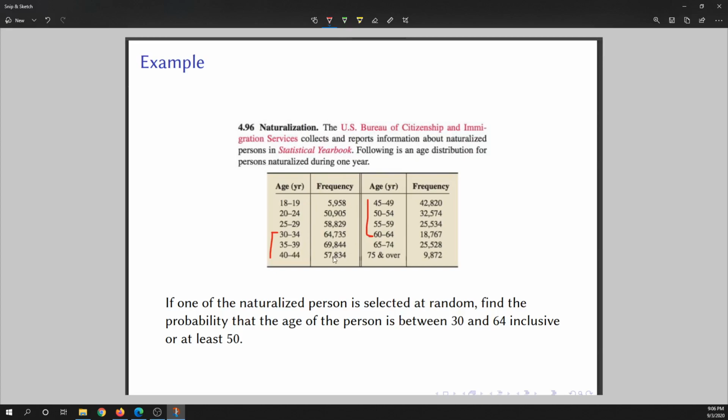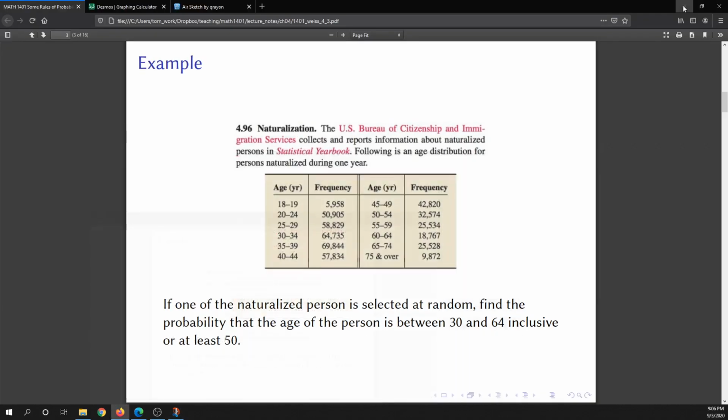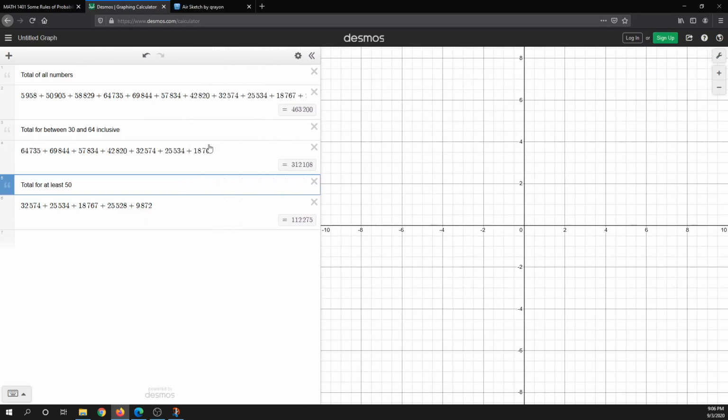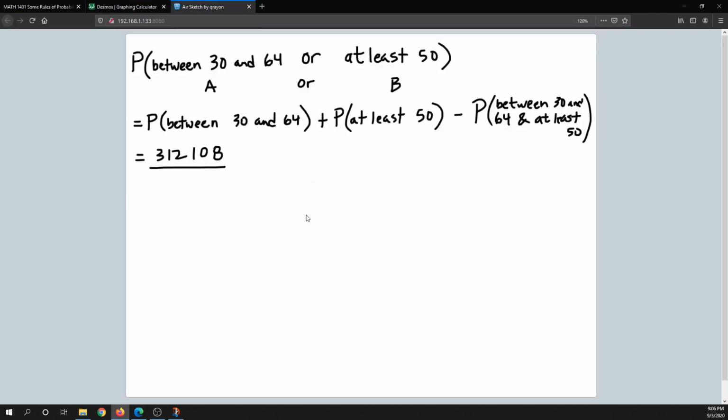64,735, 69,844, and so on and so forth. So we would add all these numbers up. I already did that just to save a little time. And so that would be this number right here, between 64,735 all the way up to 18,767. What I get is 312,108 as the top number. So going back over here, that would be the top number on this probability right here.